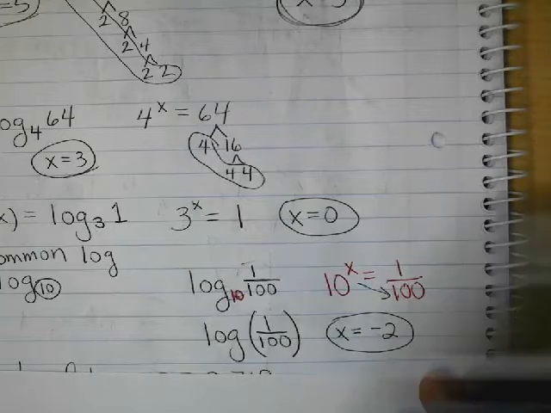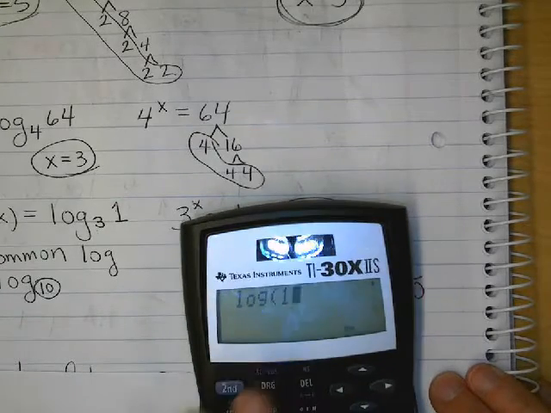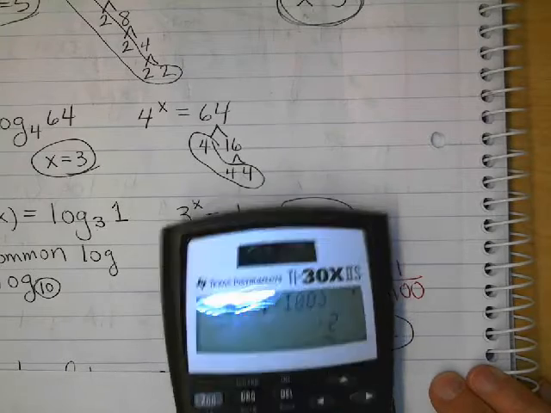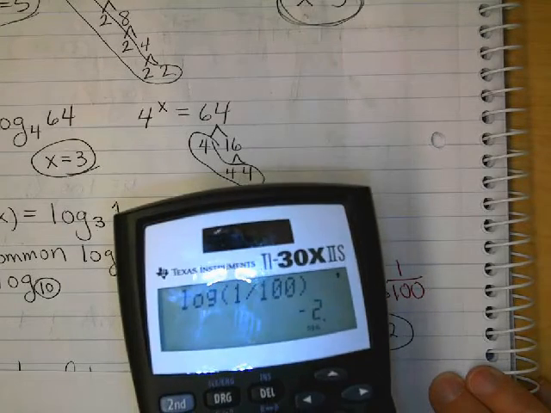And you can, like I said, do it on the calculator, log of 1 over 100. If I just type it in, since it's a common log, I can do it on my calculator. See, it gives me -2.